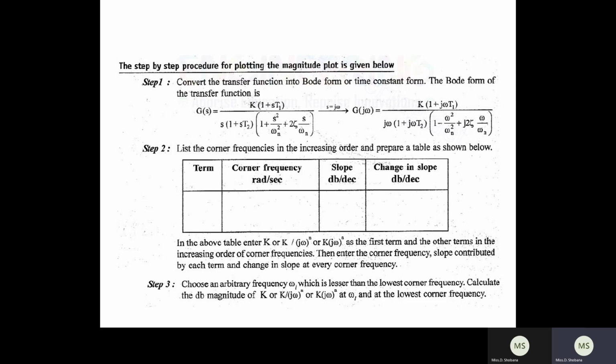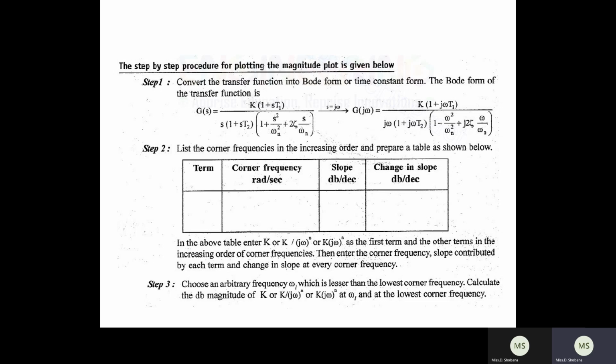So how to identify the slope? Here you have to look into the transfer function. If j omega has only power 1, then the slope value will be 20. If j omega is available in the numerator, then plus 20. If j omega is available in the denominator, then it is minus 20. Similarly, if the j omega power is 2, j omega squared is available, then 20 plus 20 will be 40. So j omega squared in the numerator means plus 40. J omega squared in the denominator means minus 40. Like that we have to write.